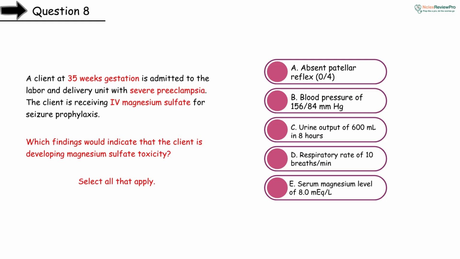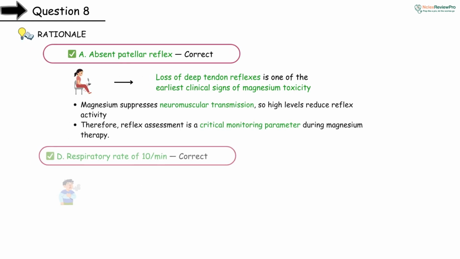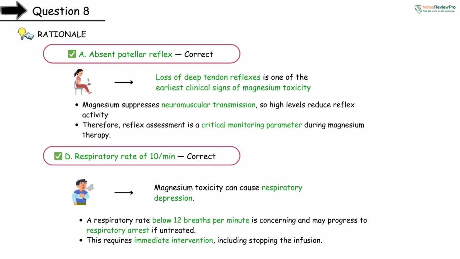The correct answers here are Option A and Option D. Let's break down why these are correct. Option A, absent patellar reflex. This is one of the earliest and most important signs of magnesium toxicity. Magnesium suppresses neuromuscular activity, so as levels rise, reflexes begin to disappear. That is why checking deep tendon reflexes is a critical part of monitoring.